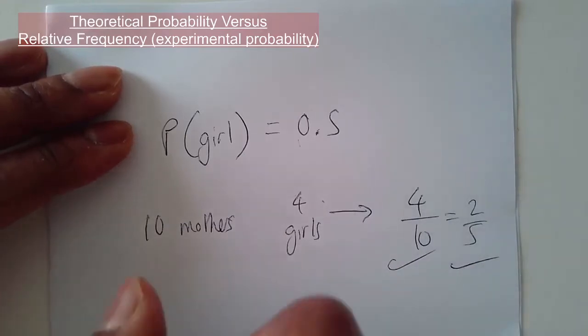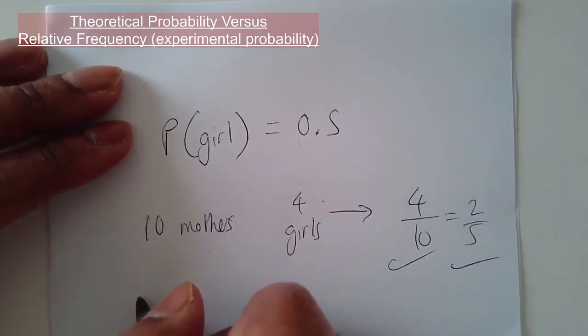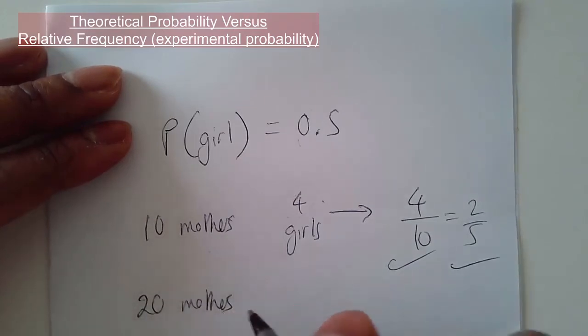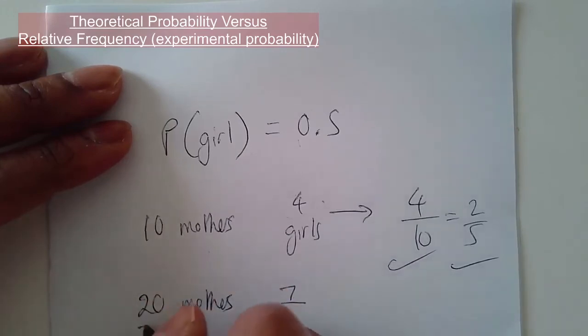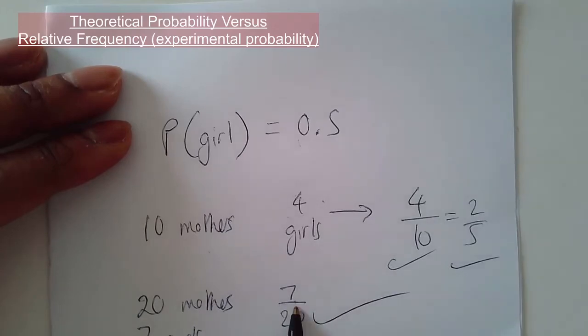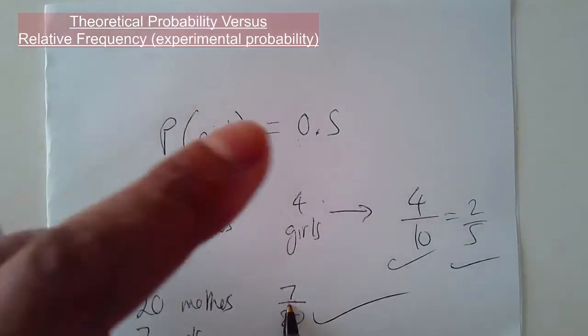In a different place, it could be slightly different. Let's say out of 20 mothers, 7 are girls. So the experimental probability would be 7 out of 20. So that's experimental probability, relative frequency, and that's the theory.